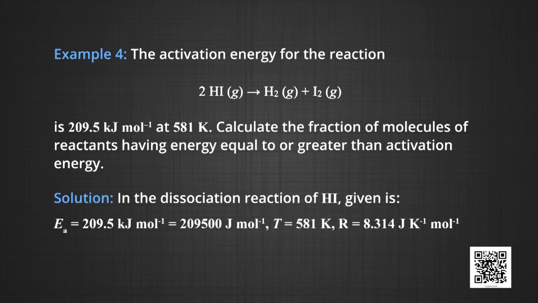In the dissociation reaction of hydrogen iodide, given is activation energy EA is equals to 209.5 kilojoules per mole. Now change it into joules, it becomes 209,500 joules per mole, temperature 581 Kelvin and R is equals to 8.314 joules per Kelvin per mole.